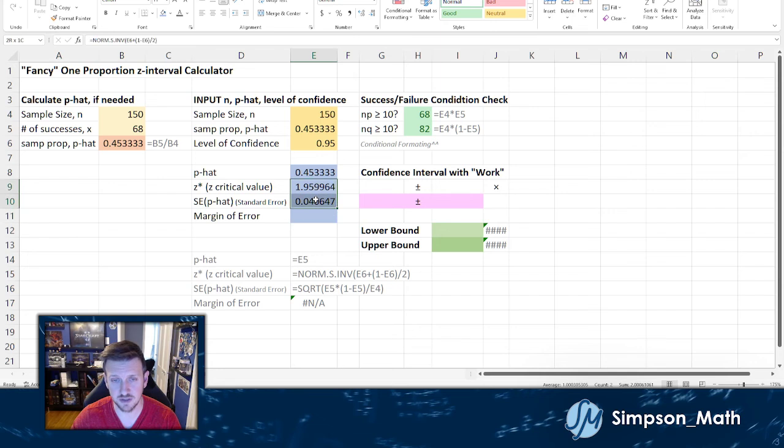Now we need the margin of error, which is just these two multiplied together. So equals my z star times, shift 8, my standard error of my p hat. We get about 8% or so. So these are the main components that we need.